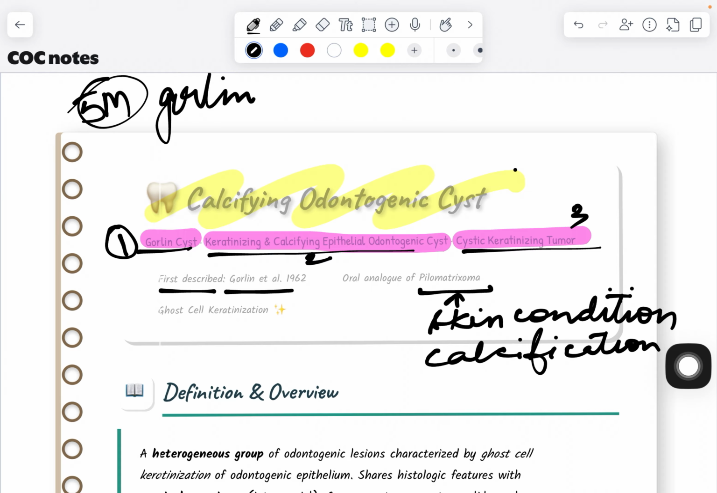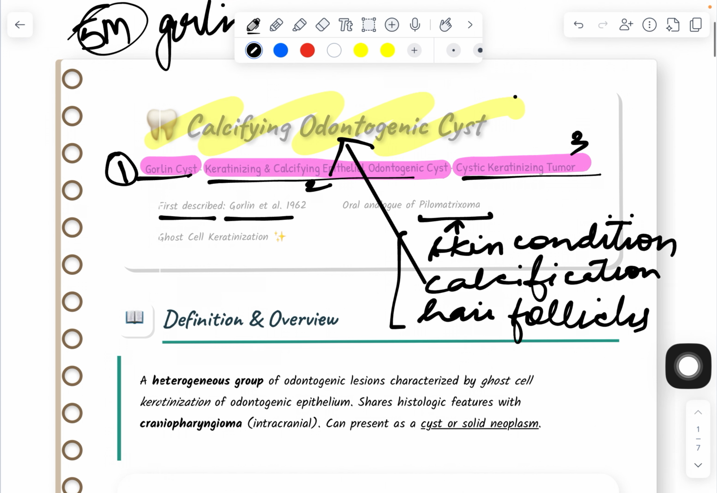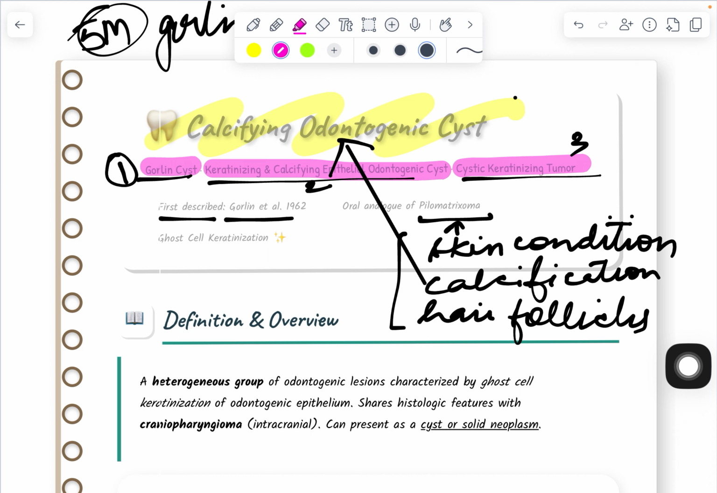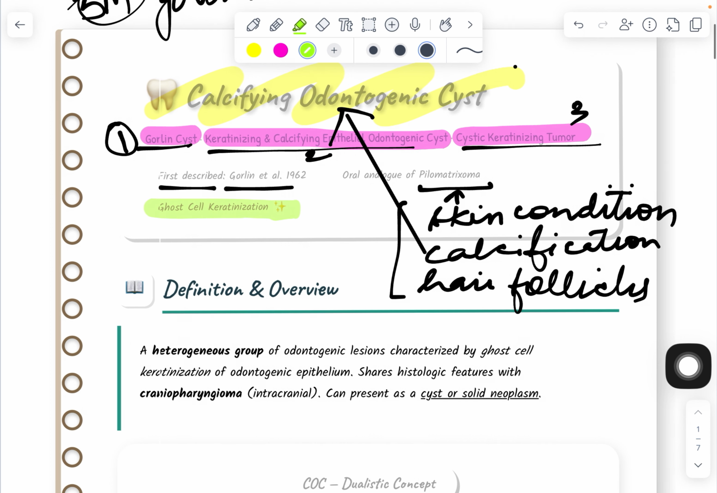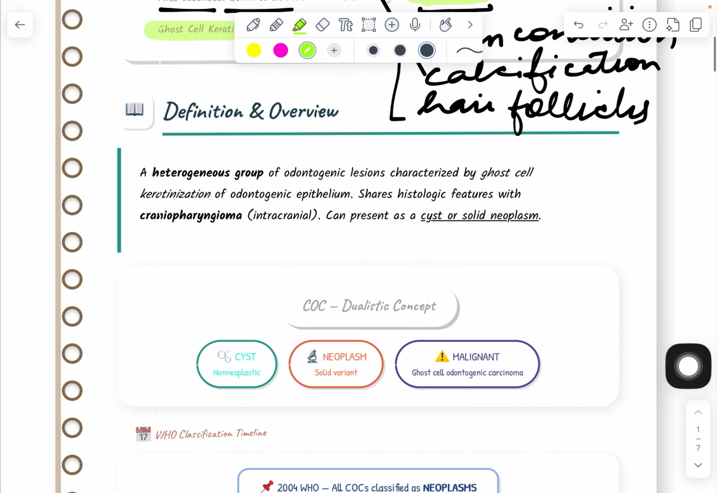Calcifications that arise from hair follicles, and this is the same condition of calcification that is seen in calcifying odontogenic cyst. So one of the main characteristic features is the ghost cell keratinization in calcifying odontogenic cyst. Ghost cell keratinization. So it is an oral analog of pilomatrixoma.